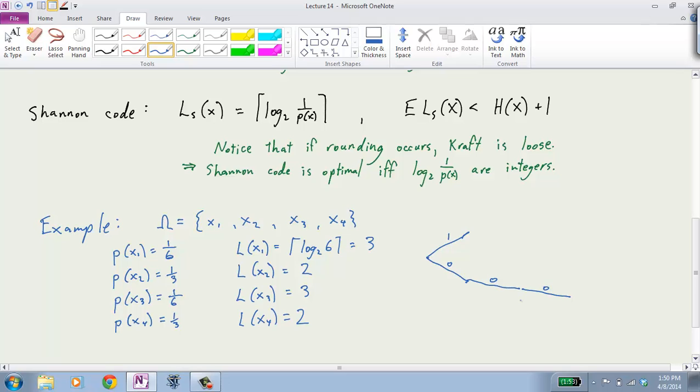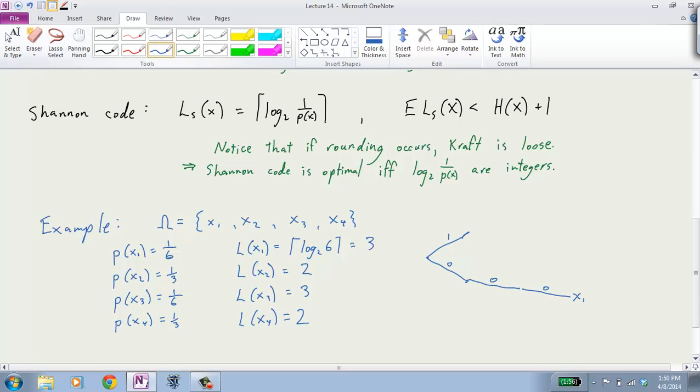Okay, so we want to assign x1 to a code word length 3, right? So let's go to depth 3 here, and let's put x1 right there. All right. Now we want to assign x2 to code word length 2. Means go to depth 2. Depth 2 would be right here. And we need to put it on a leaf at depth 2.